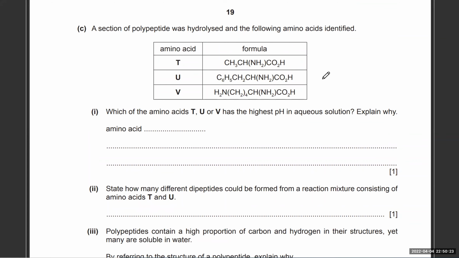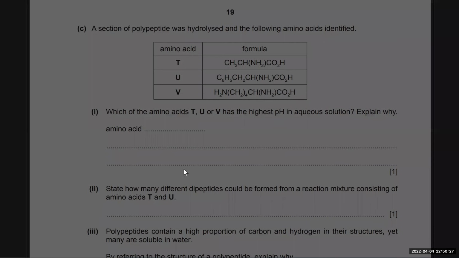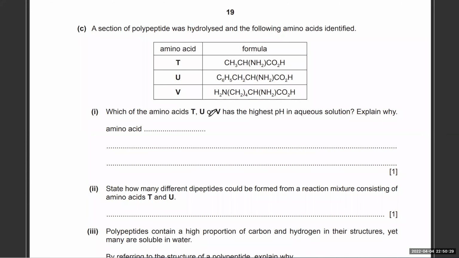Okay, let's start with the first thing. Which of the amino acids T, U, or V has the highest pH in aqueous solution? Highest pH means it should be alkaline, right? So it's got to be alkaline. And which one is alkaline?